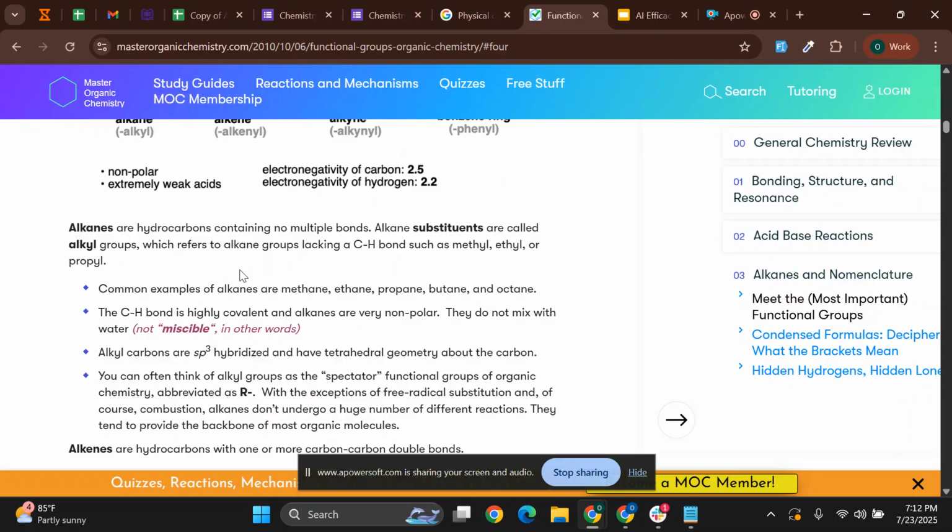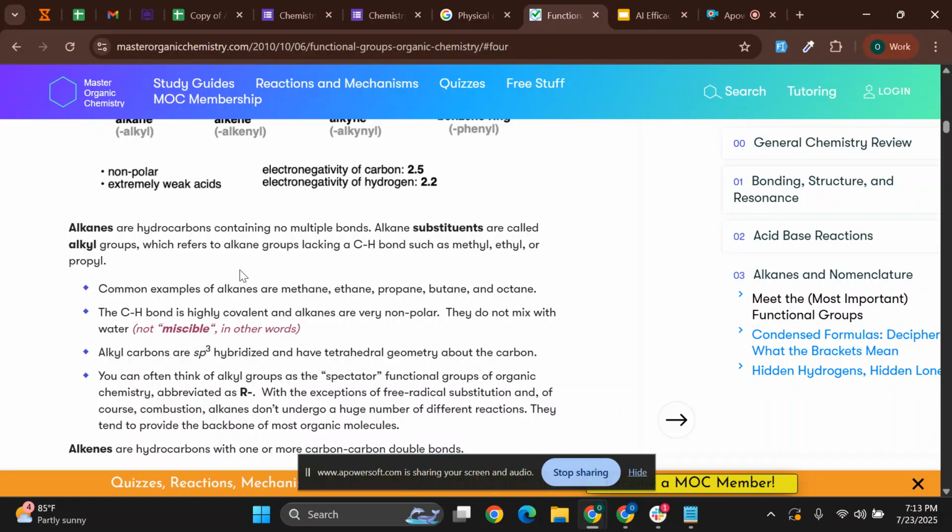Alkanes are hydrocarbons containing no multiple bonds. Alkane substituents are called alkyl groups, which refers to alkane groups lacking one C-H bond, such as methyl, ethyl, or propyl. Common examples of alkanes are methane, ethane, propane, butane, and octane. The C-H bond is highly covalent and alkanes are very non-polar. They do not mix with water. Alkyl carbons are sp3 hybridized and have tetrahedral geometry about the carbon.